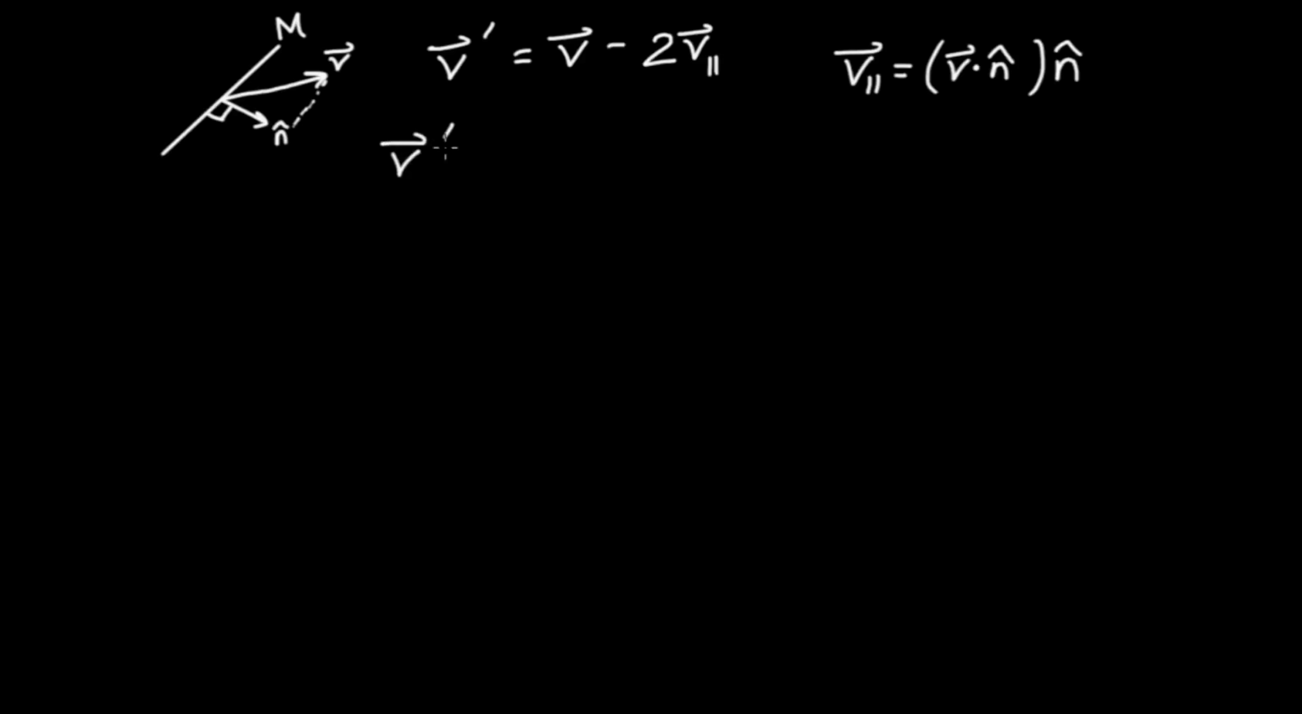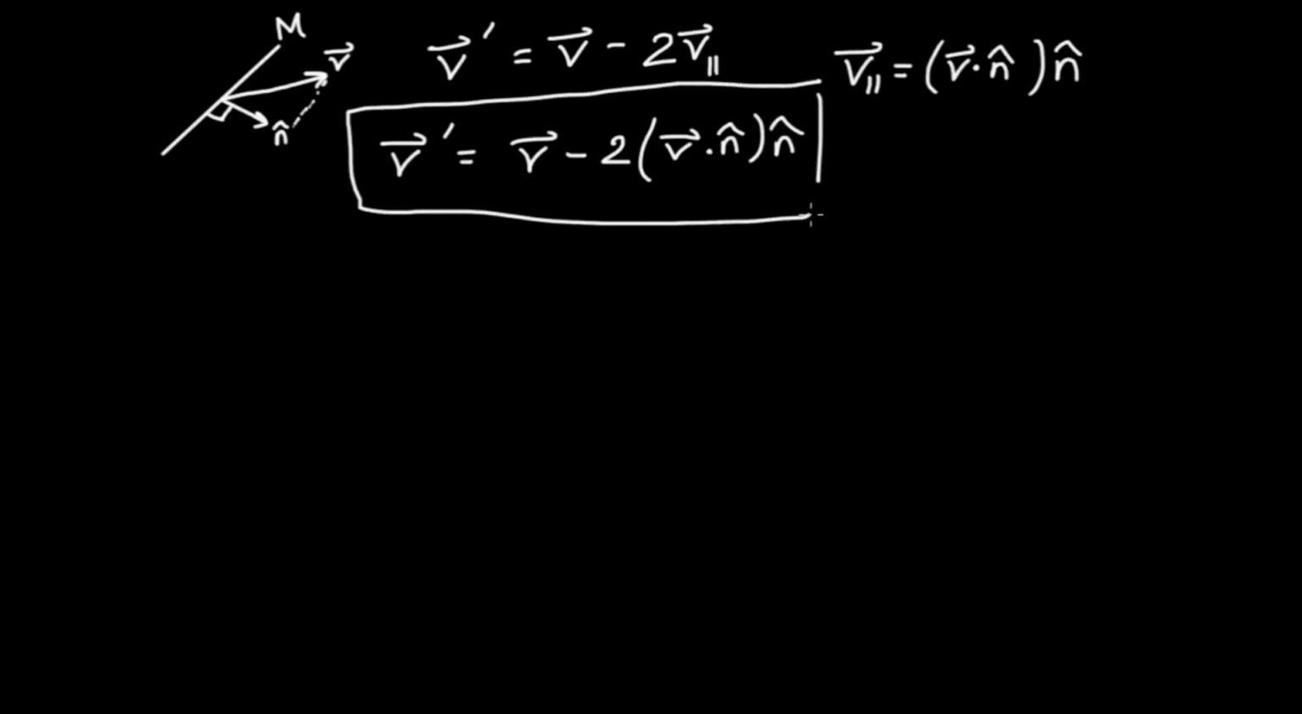So what I have is that v prime is equal to v minus 2 times the dot product between v and n times n. And that's the final formula, the final reflection formula for vector analysis. Hopefully you can see here that at least in 2 dimensions, if I give you some mirror M, which has an associated unit normal vector called n hat, and some input vector v, you can just use this formula on the right hand side here to calculate the reflected version of v called v prime.